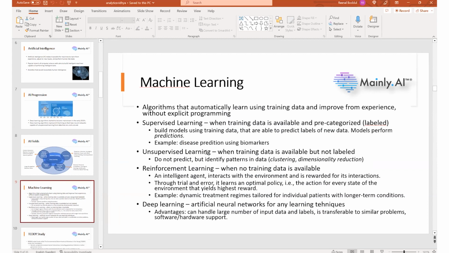Machine learning refers to algorithms that automatically learn using training data and improve with experience without being explicitly programmed. As I mentioned, we feed the data and the previous experience or patterns to the algorithm, and that improves the prediction and the quality of decisions. That's machine learning. Then we have the supervised machine learning algorithm, where we have labeled data. For example, house price prediction based upon some features.